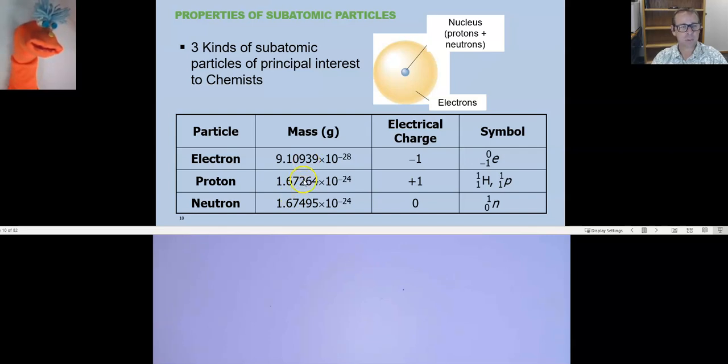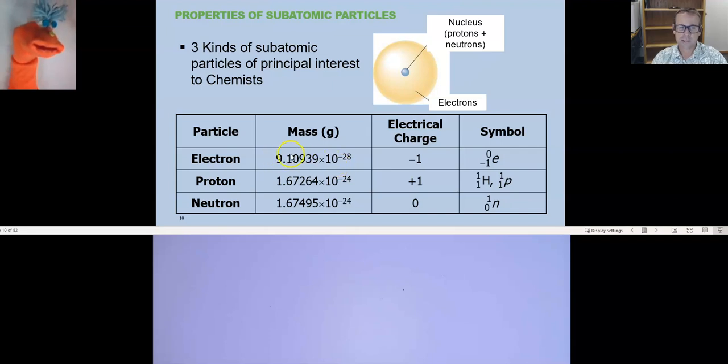Notice how the mass of the proton and neutron are very similar, but the mass of the electron and proton, or electron and neutron, are significantly different. Which one's smaller, Fred? Can you tell there by looking at those two? Negative 28 and negative 24. I'm not sure what that means.